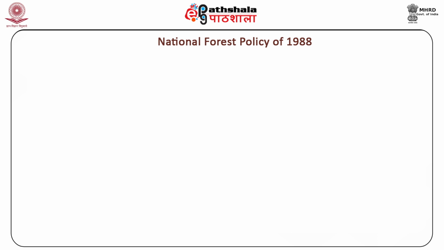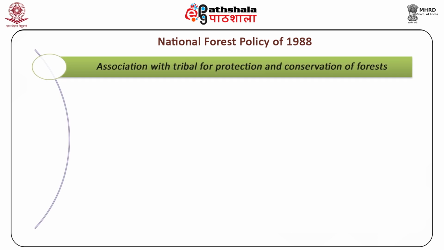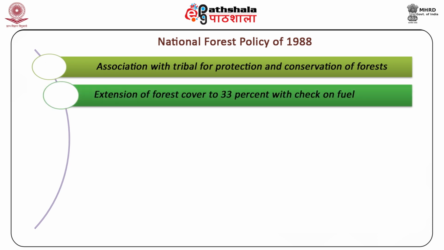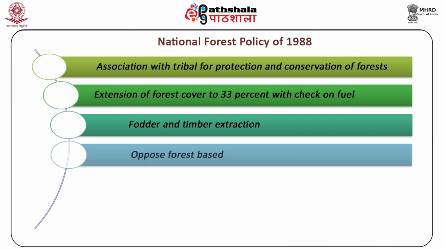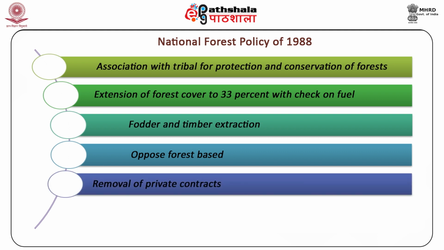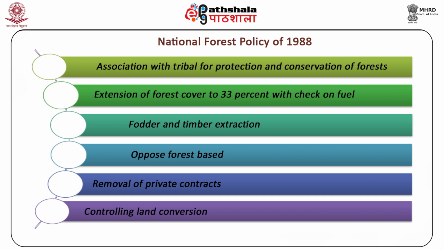The key issues addressed included association with tribals for the protection and conservation of forests, extension of forest cover to 33% with a check on fuel, fodder, and timber extraction, the opposing of forest-based industrialization, and the removal of private contracts and controlling land conversion.